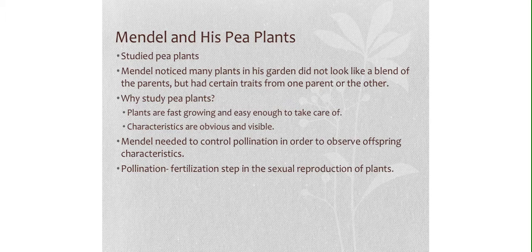So if you're looking at all of those characteristics in one go, it can be very overwhelming. So Mendel decided to take it back a little bit. And he realized that in order to do this completely fail-proof, he needed to control pollination. And so pollination is the fertilization step in the sexual reproduction of plants. So there's pollen, and that's the tiny grains, and those are the male gametes, and those will pollinate with your female gametes in the ovary.